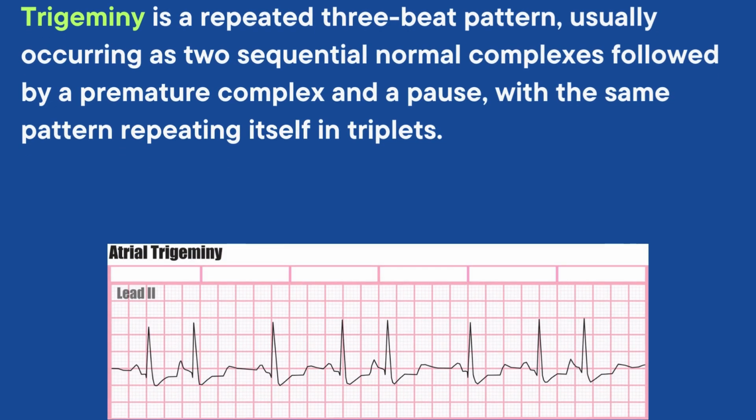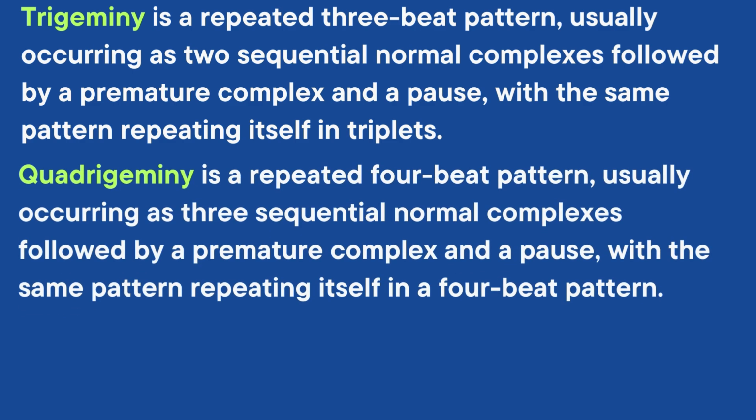Trigeminy is a repeated 3-beat pattern, usually occurring as 2 sequential normal complexes followed by a premature complex and a pause, with the same pattern repeating itself in triplets. Quadrigeminy is a repeated 4-beat pattern, usually occurring as 3 sequential normal complexes followed by a premature complex and a pause, with the same pattern repeating itself in a 4-beat pattern.